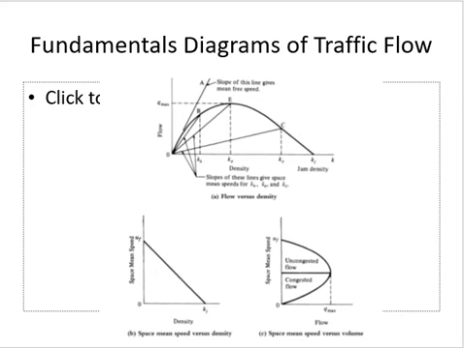So I talked about two things here. Uf, what is Uf? Free flow speed, maximum speed. And Q max, capacity, maximum flow rate. Okay. Then we have the relationship between flow and density.